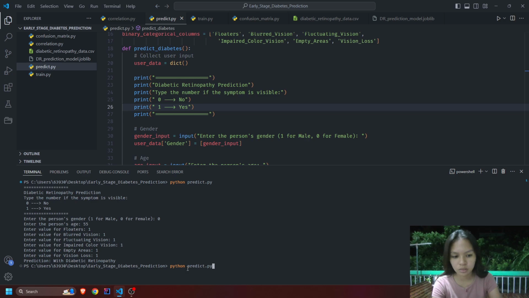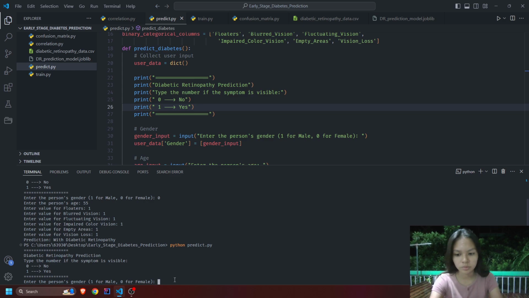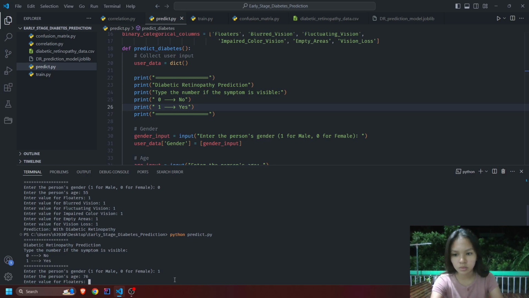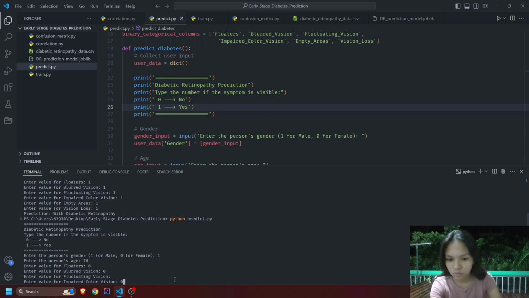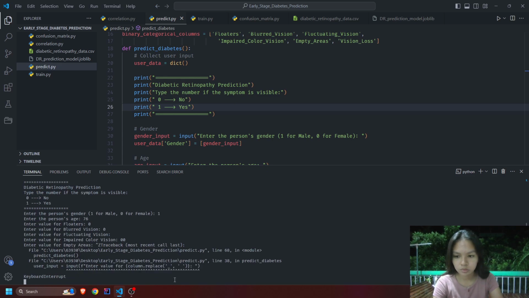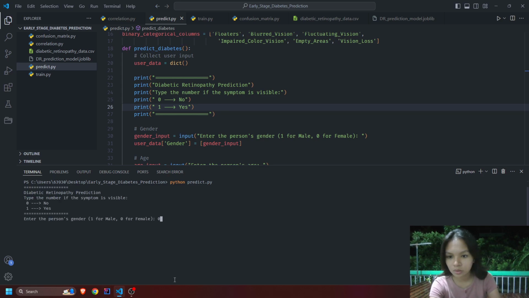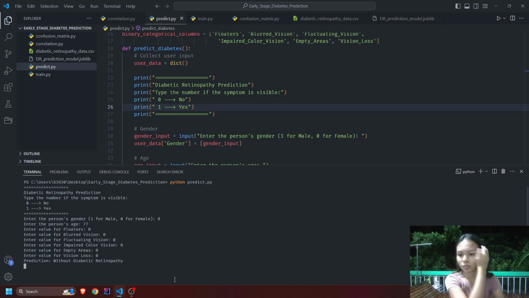Let's try another one. Zero. Let's try to rerun it. 0. Based on the input data, the model predicts that the person may not have a diabetic retinopathy.